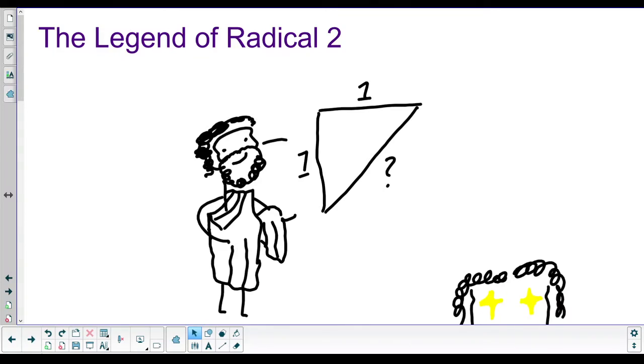Let's talk about a story. This is one of my all-time favorite stories of mathematics. When I heard this, I laughed for so long. It's a great story. I'm going to tell you the legend of radical 2.